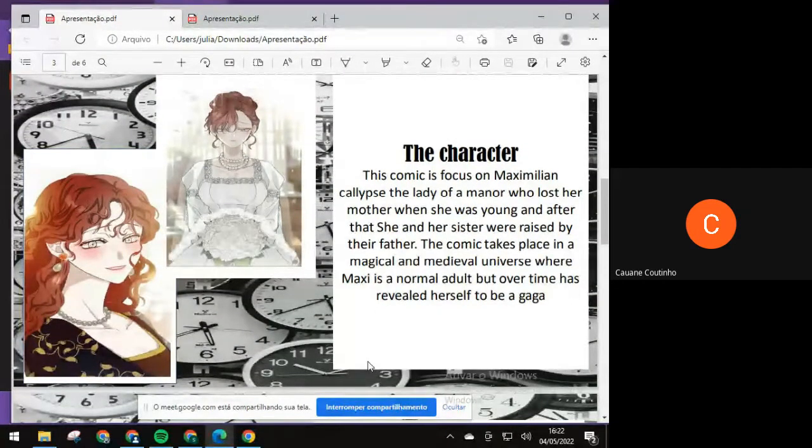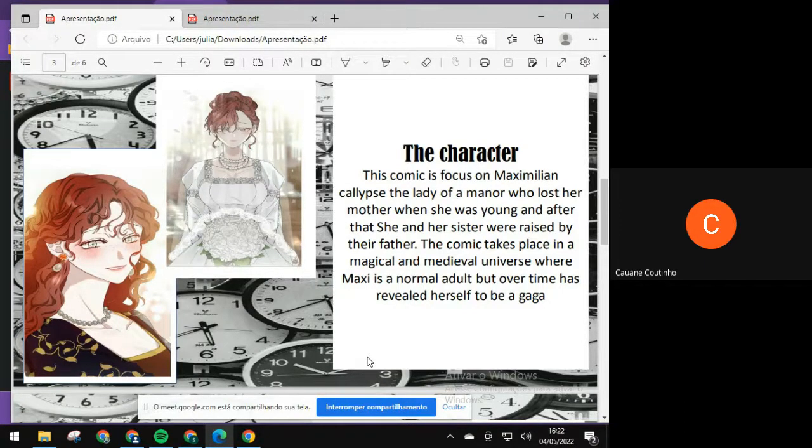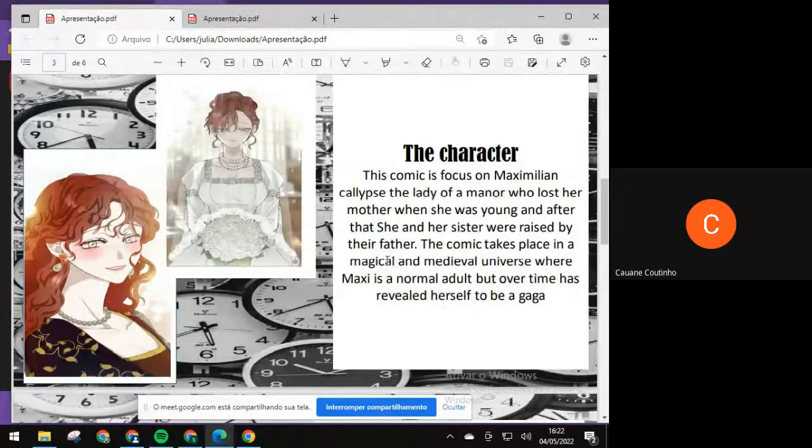The characters. This comic is focused on Maximilian Calypsi, the lady of the manor who lost her mother when she was young. And after that, she and her sister were raised by their father. The comic takes place in a magical and medieval universe, where Maxie is a normal adult, but over time, he revealed himself to be gay. The problem.